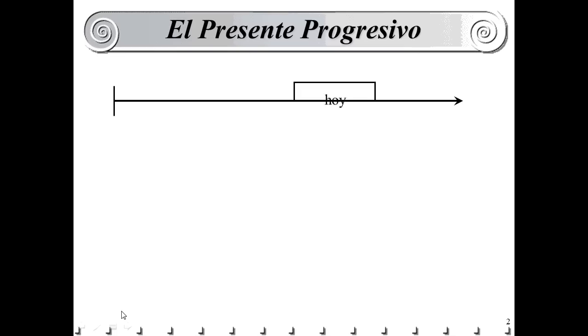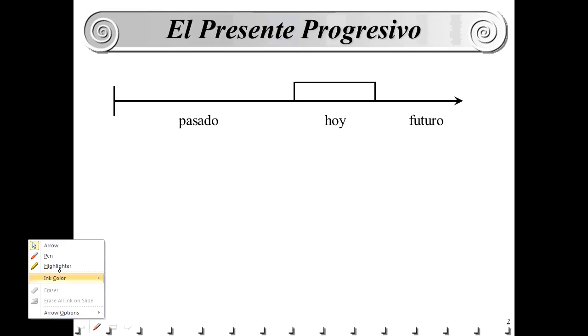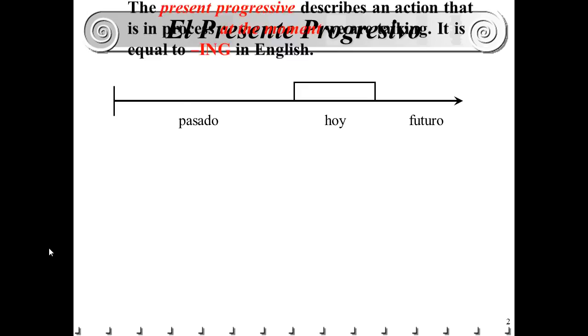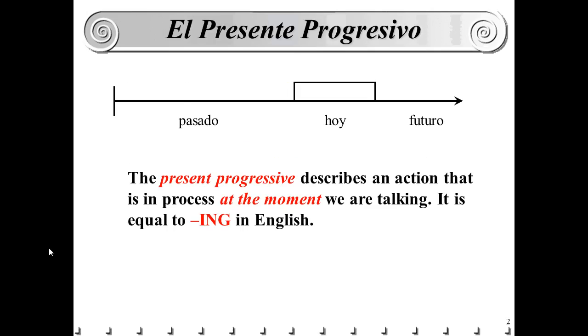Here is just an example on a timeline of the present progressive. We have hoy, which is right now. We have el pasado, which is the past. We've been talking about the past tense a lot with the preterite tense. And then we have the future tense. So the present progressive describes an action that is in the process at the moment we are talking. It is equal to ing in English. Basically what's happening right now.